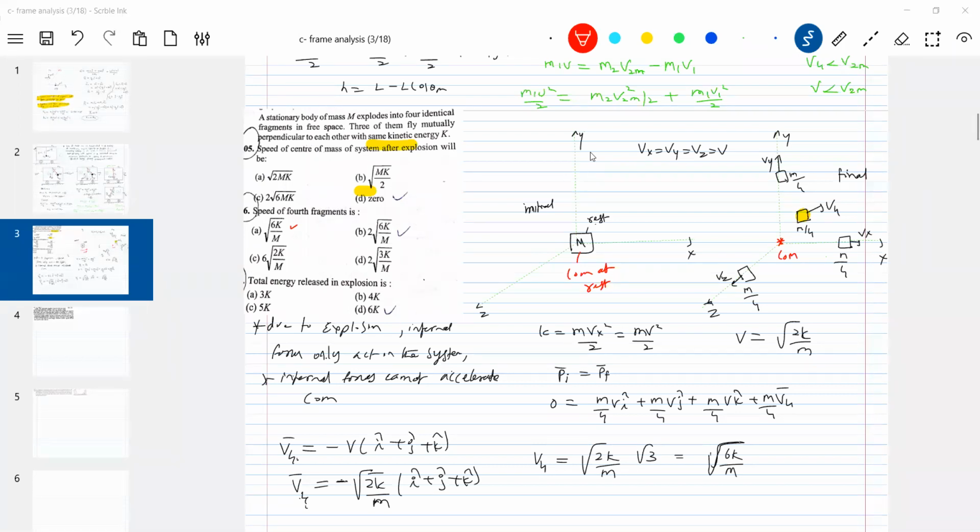Mass is m by 4, no? Okay, that one. Actually, the speed of the fourth fragment is asked. What is the kinetic energy... the speed of the fourth fragment is being asked. Only speed is asked, no?